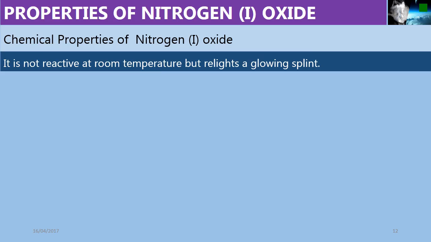Now that you have found that there is another gas that can relight a glowing splint, and previously we had said that gases that relight a glowing splint are probably oxygen, then how could we distinguish between nitrogen 1 oxide and oxygen gas? Think about it.